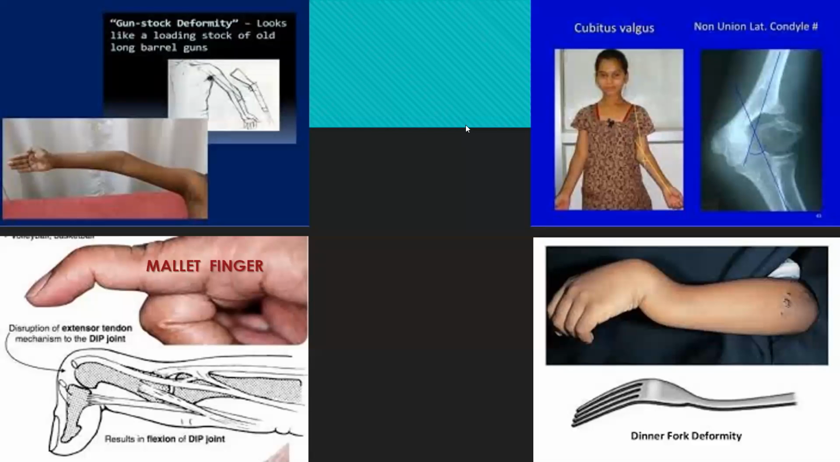In the image below the finger, you can see that the extensor tendon to the distal phalanx is ruptured, causing the deformity. On the bottom right, we have one deformity called the dinner fork deformity. This dinner fork deformity is classically seen, as we all know, in Colles fracture.